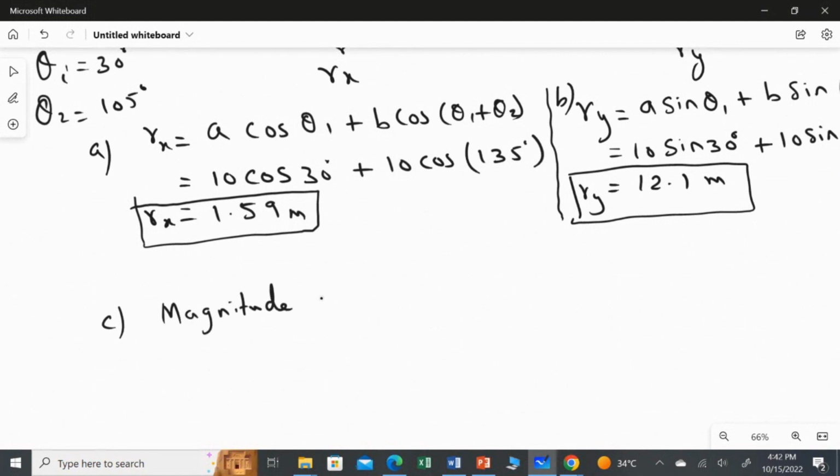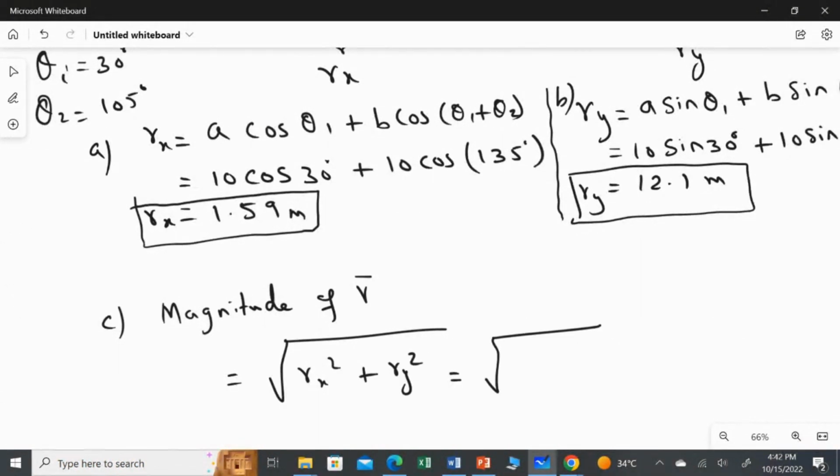The magnitude of the resultant vector gives square root of rx square plus ry square. My rx value is 1.59 square plus 12.1 square, gives the value of square root of 1.59 square plus 12.1 square. I got 12.20. So the answer is 12.20 meter. Clear? And then we have to find the angle.